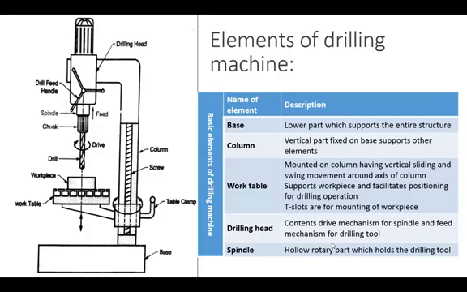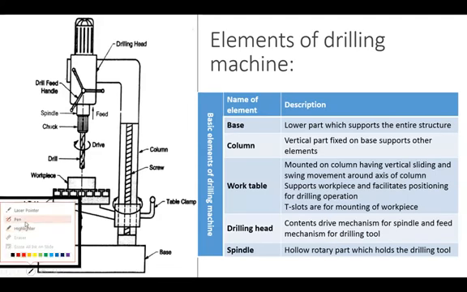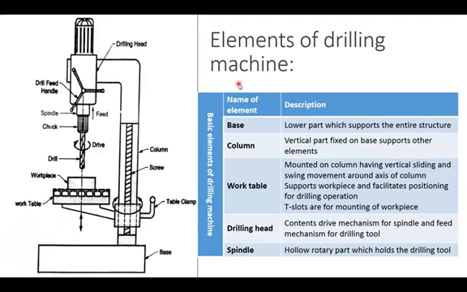This is the column type of drilling machine, wherein the different elements are the base, which supports the entire assembly of the machine tool; the table clamp, wherein the work table is mounted. Onto the work table we mount the workpiece with the help of T-bolts.